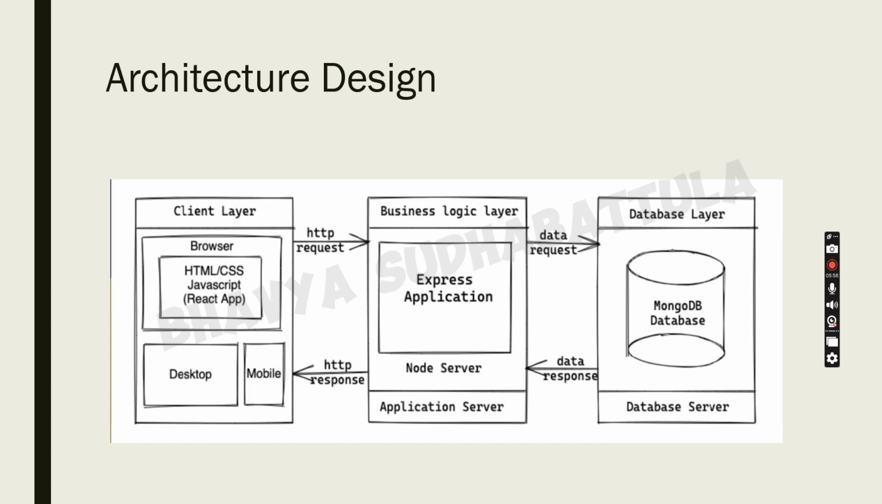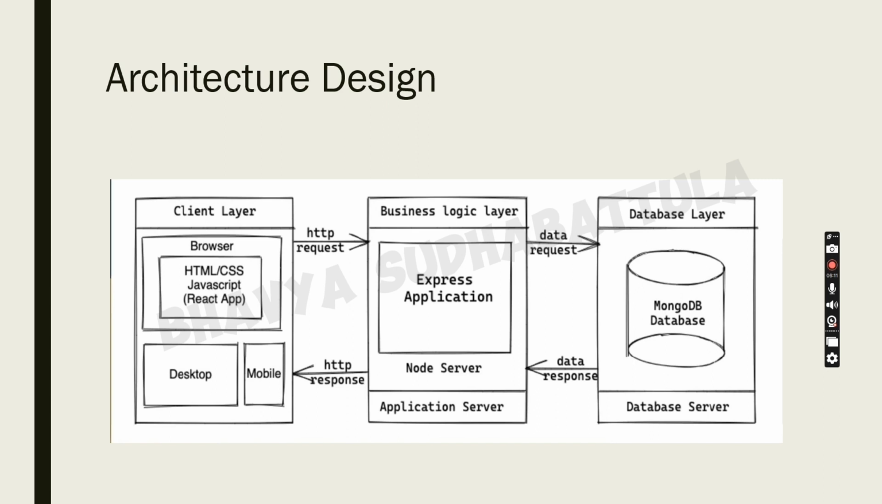Now let us consider the architecture design. The architecture design consists of three layers: client layer, business logic layer, and database layer. The client layer is the layer which the users use. It is like a front end.